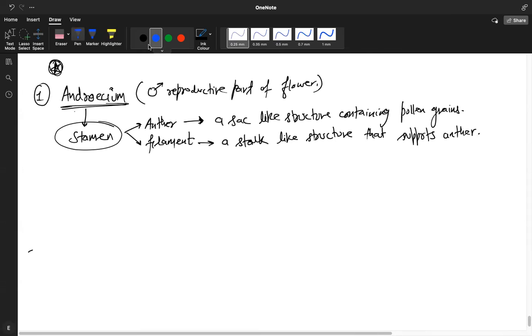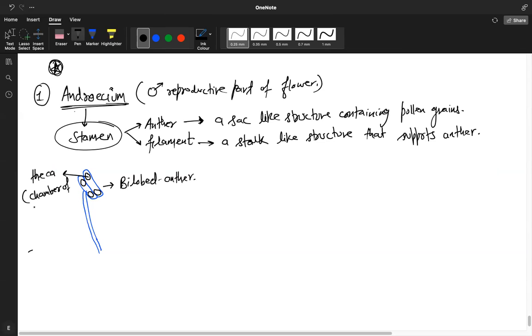Now, if I draw this structure for you, mostly this is how a stamen looks. The anther is mostly bilobed. There are monolobed anthers as well, but if there are two lobes, can you see there are two lobes, and in each lobe there will be two chambers like this. So if it is a bilobed anther, these chambers are called theca. This is the chamber of pollen. This is where pollen grains mature.